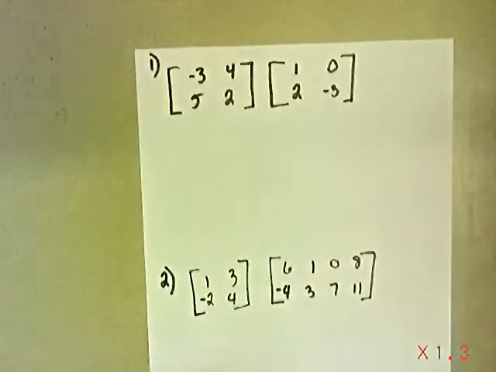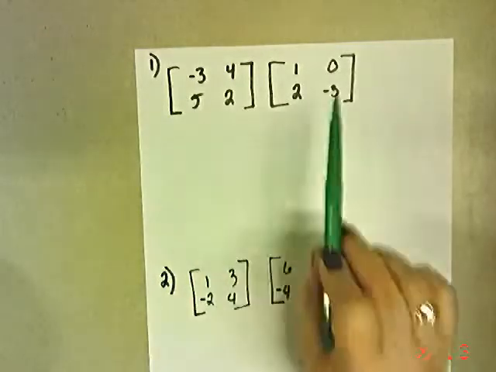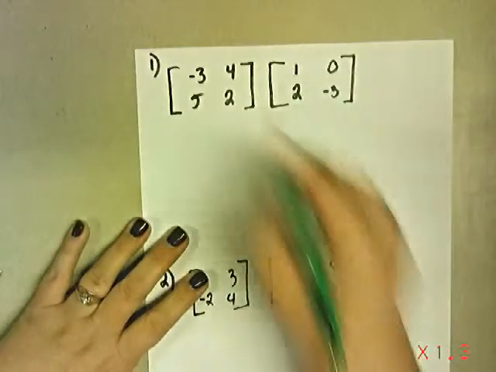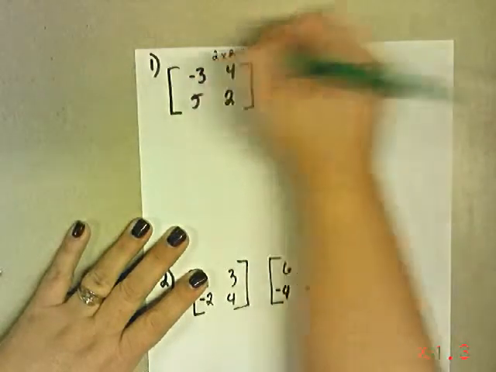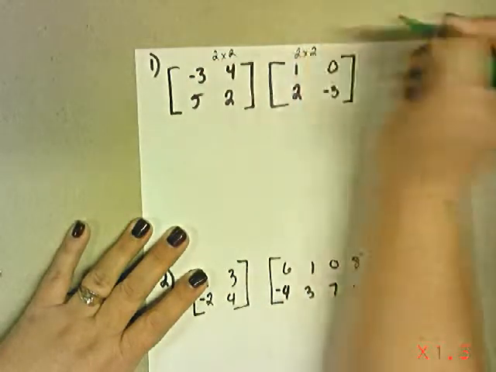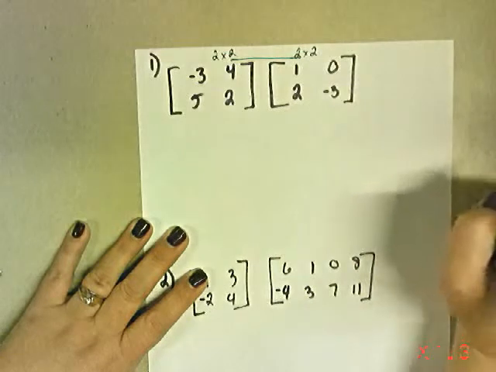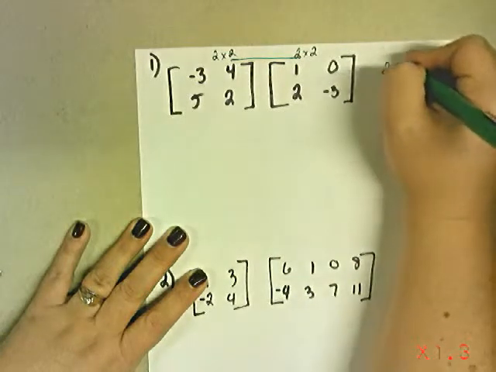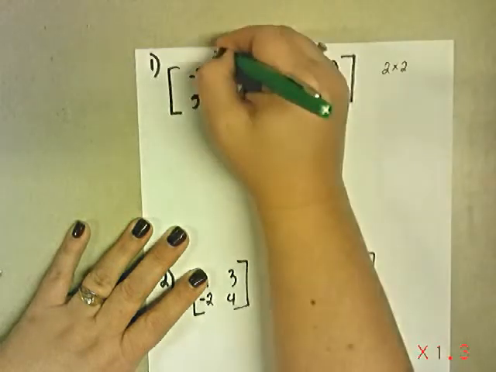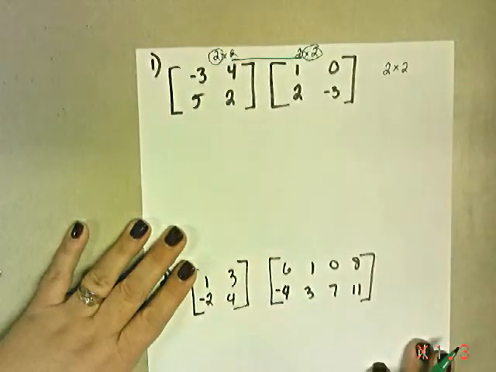Let's do this top one first. So we have -3, 4, 5, 2, 1, 0, 2, -3. So this is a 2 by 2, this is a 2 by 2. The middle numbers match, so we're good. And we're going to end up with a 2 by 2 because that's what our outside numbers are.